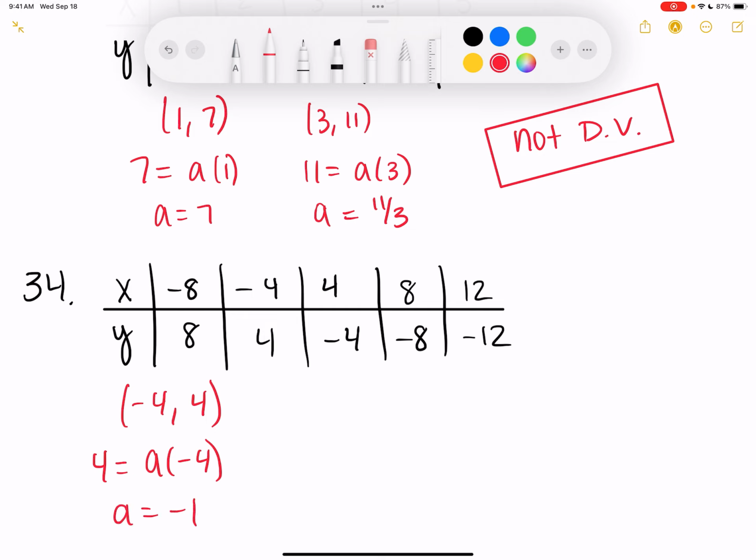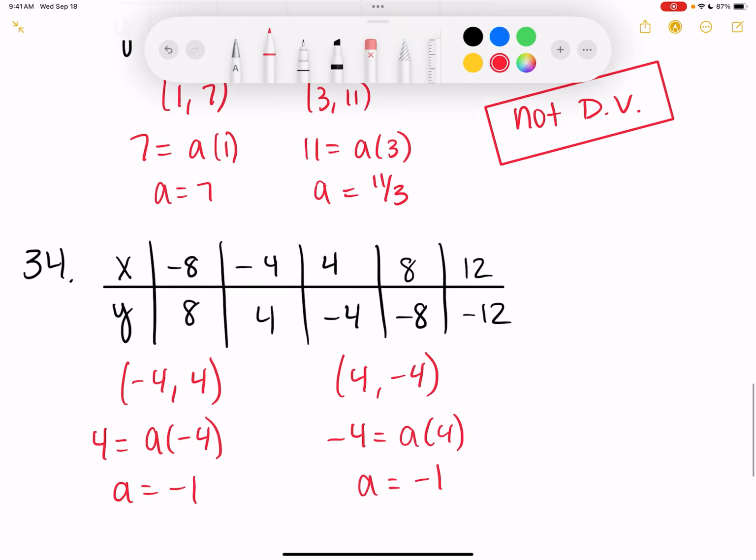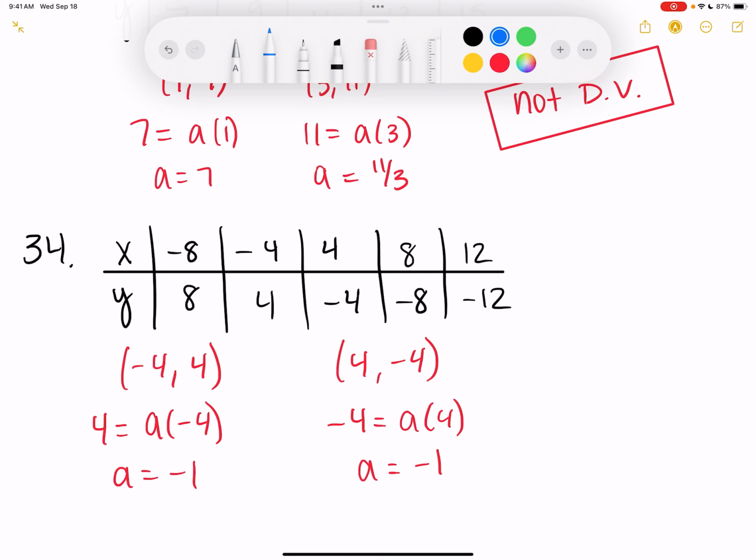4 and -4. So -4 equals a times 4, so a is -1. Those are the same, so it's direct variation. Now I have to write the equation. But I already know what a is, so what do I have to do? Well, y equals negative x. Yep, y equals -x. And that's it.